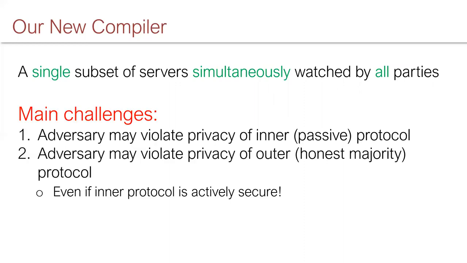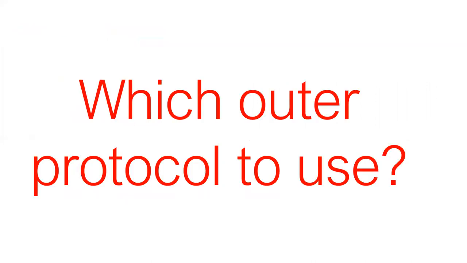However, there are several serious challenges when applying this approach. As an active adversary, you can easily break the passive security of the inner protocol and only get caught at the end. By that time, it will already violate the privacy of the honest parties and steal all their information. This is true even if we enhance the security of the inner protocol, since the adversary can deviate when emulating the actions of the servers in the outer protocol. In light of these challenges, how do we choose the inner protocol?